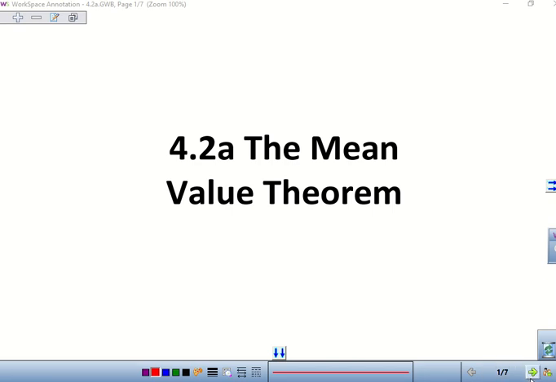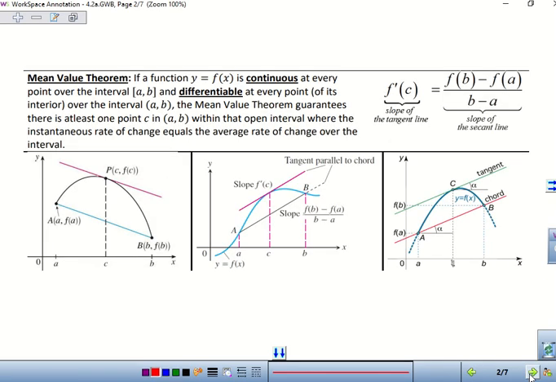So 4.2a is the mean value theorem. The mean value theorem basically only applies if the function is continuous at every point over the interval. Do you guys know the difference between the square brackets and the curved parentheses, what they mean? Included versus not included, right?